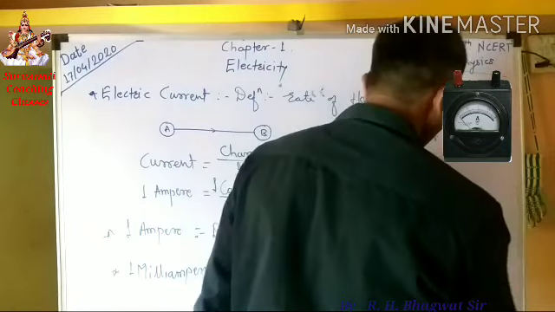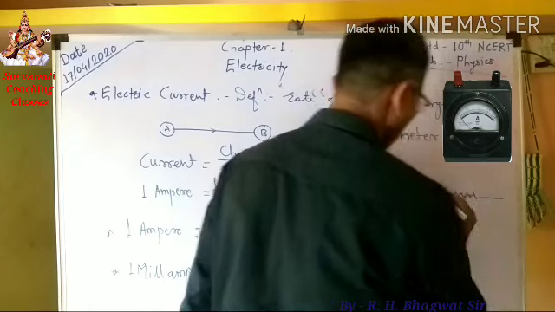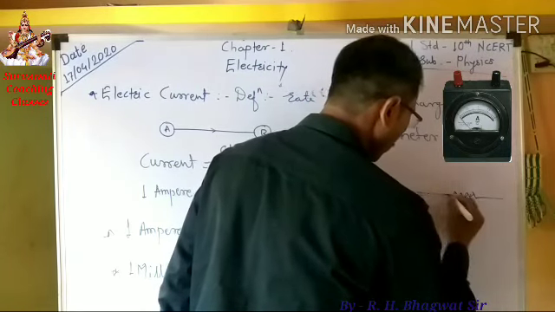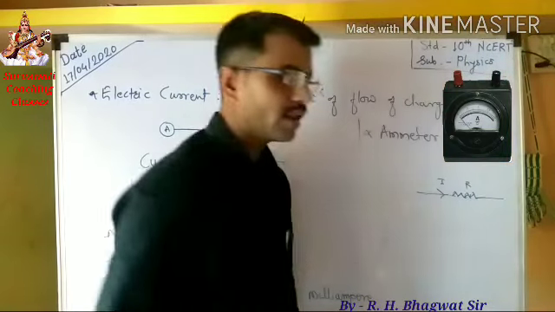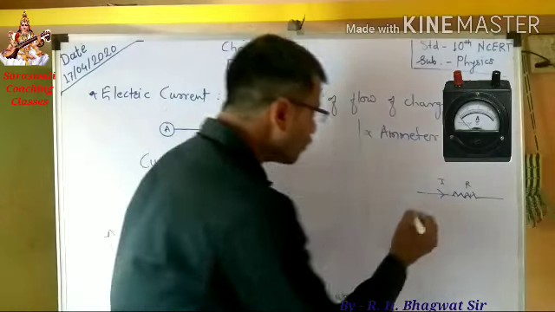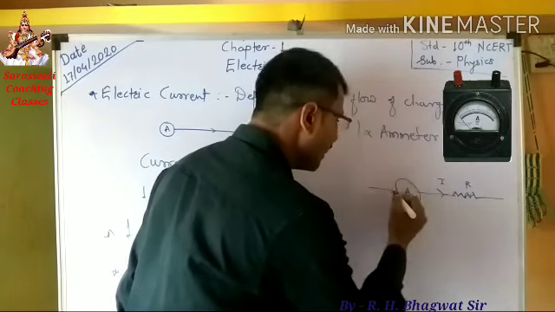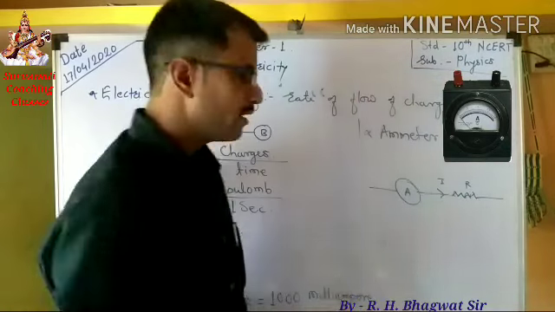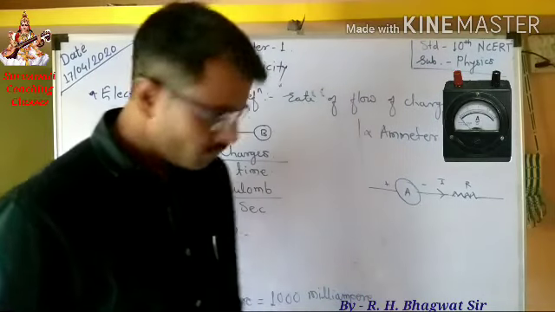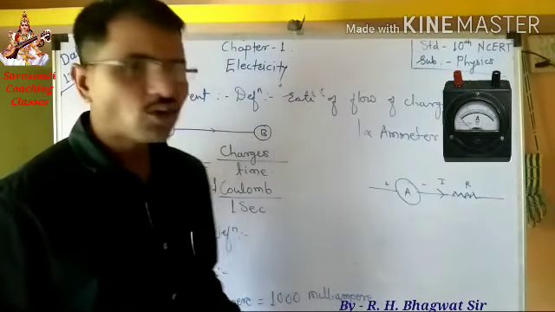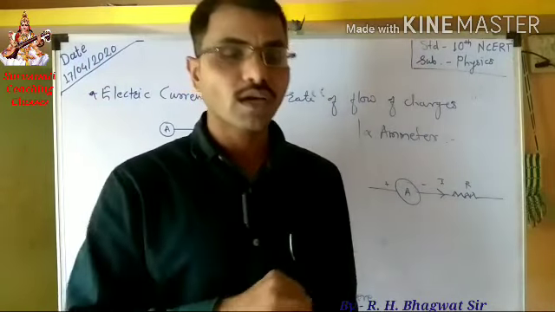Let's consider an electrical circuit through which a current is flowing. Now we want to measure the electrical current flowing through this resistance R. In that case we have to connect this ammeter in series with this electrical circuit. Here is the positive terminal and negative terminal. Now the direction of electrical current depends on the direction of charges flowing through the conductor.